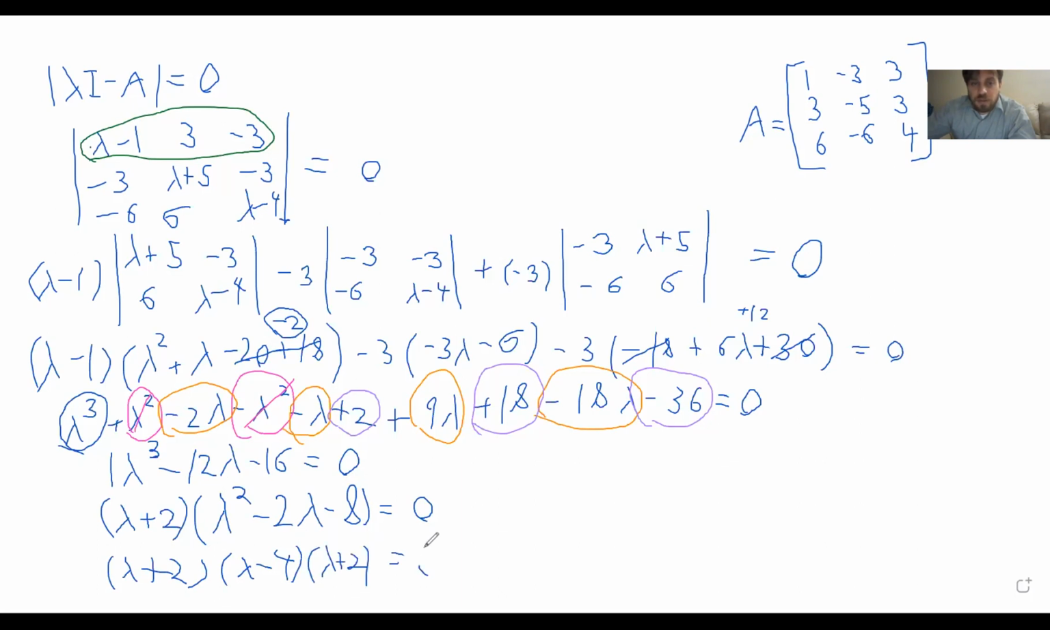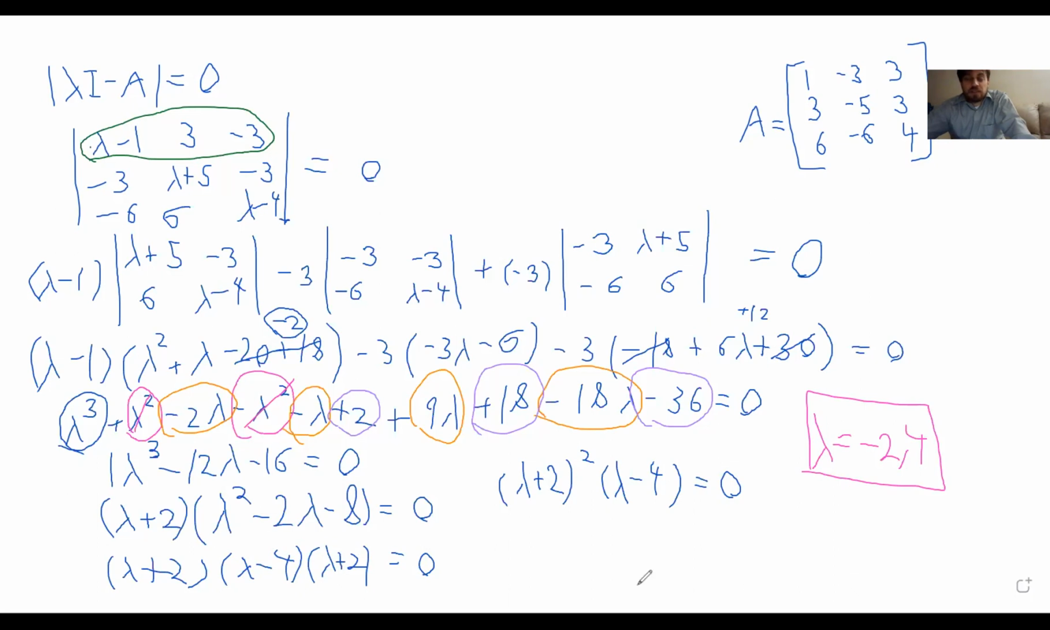Right? So you have a minus 4 lambda plus 2 lambda, which is minus 2 lambda. Negative 4 times positive 2 is negative 8. And lambda times lambda is lambda squared. So that's the factorization. So this becomes lambda plus 2 squared times lambda minus 4 is equal to 0. Okay, the two possible solutions are lambda equals negative 2 and lambda equals 4. These are the two eigenvalues you get for this matrix. Okay, so we found all the eigenvalues in this way.